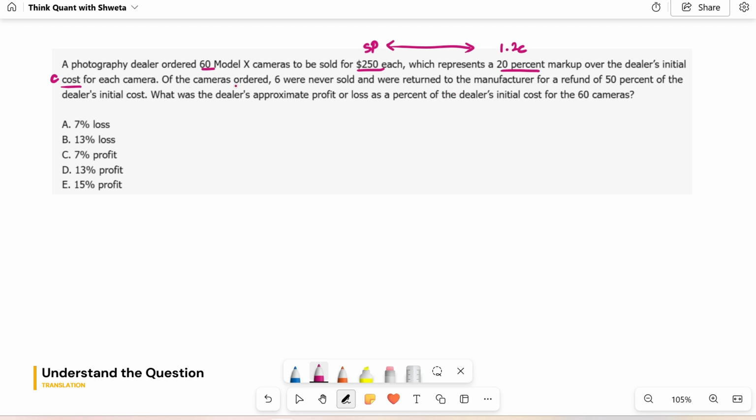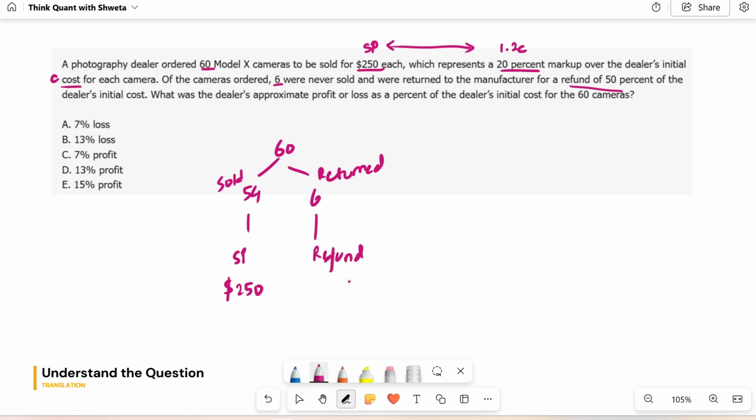Then it says of the cameras ordered, of these 60, 6 were never sold and they were just returned to the manufacturer for a refund of 50% of the dealer's initial cost. So that means out of 60, 54 were sold and these 6 were returned. Now, the ones that were sold, of course, they brought in some money. The selling price was 250, remember, per piece. The ones that were returned, they got you some refund, which was 50% of the initial cost. So, this is 0.5 of C because I've taken the initial cost to be C.